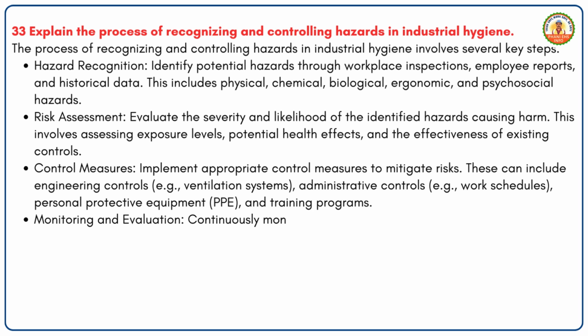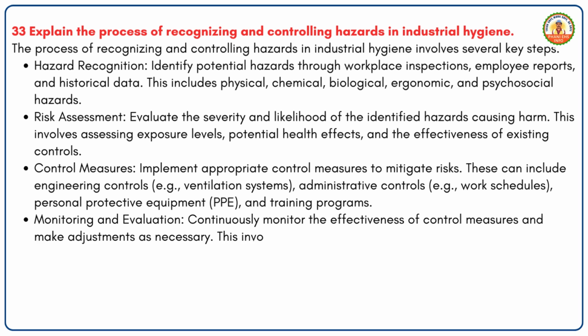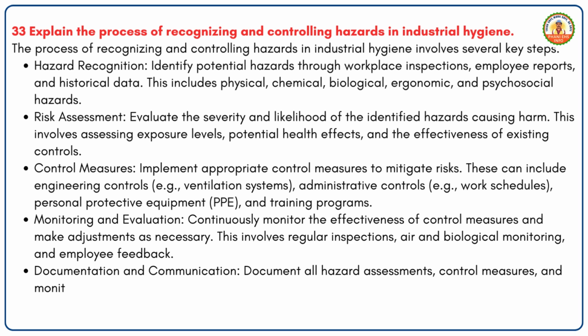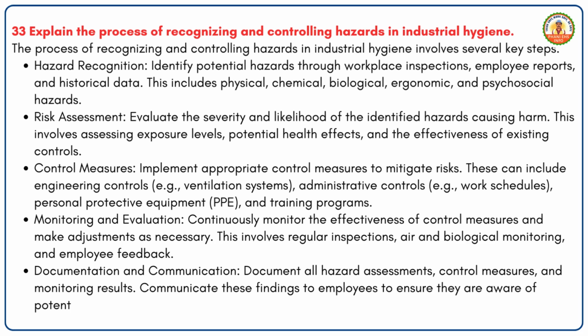Monitoring and evaluation: continuously monitor the effectiveness of control measures and make adjustments as necessary. This involves regular inspections, air and biological monitoring, and employee feedback. Documentation and communication: document all hazard assessments, control measures, and monitoring results. Communicate these findings to employees to ensure they are aware of potential hazards and safety procedures.